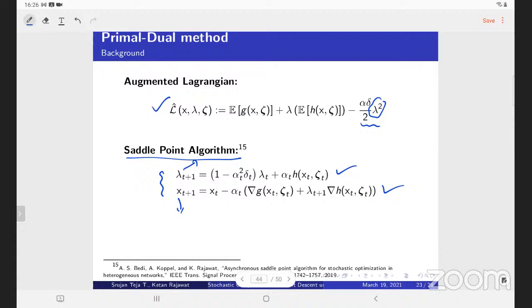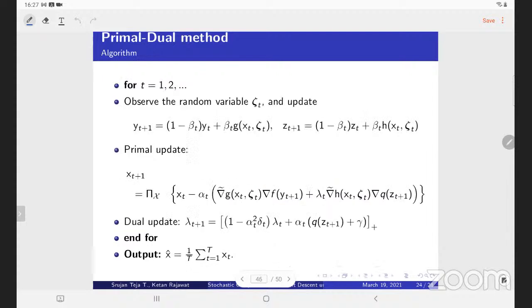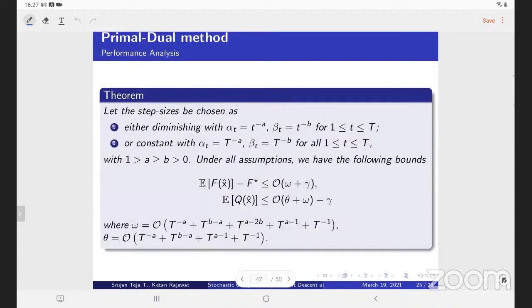So the idea is these two variables will update and reach a particular point where strong duality holds, where the primal value and dual value are both 0, and that is the optimal point. However, this also requires unbiased estimates for gradients. So this can be replaced with quasi-gradients. So this is the final formal algorithm for the primal dual method, where for all the gradient estimators we have used these tracking updates, tracking variables. Yeah, so this is the primal dual algorithm, and this is the theorem.